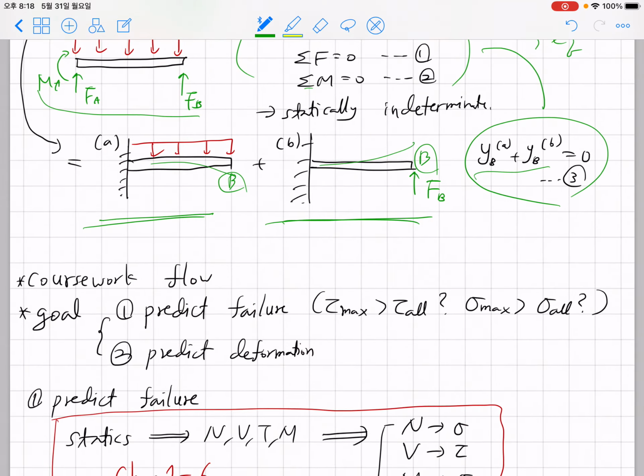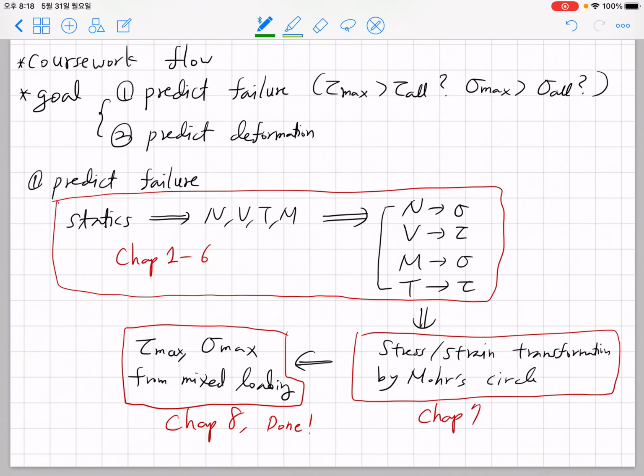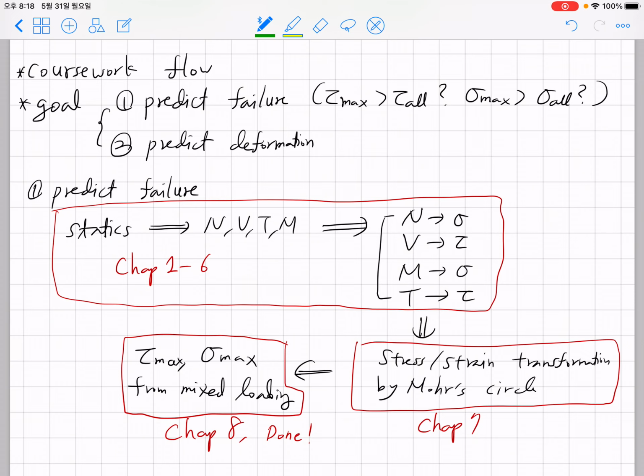Before we begin, let me give you the overview of the entire course flow. As I told you, this course has two overall goals. The first goal is to predict failure, and the second goal is to predict deformation. The first goal, predict failure, is covered up to chapter 8. What we have done was obtain the maximum shear stress and maximum normal stress, and compare those maximum stresses with the material property or design criterion, allowable stress in shear or normal directions. So the flow was this.